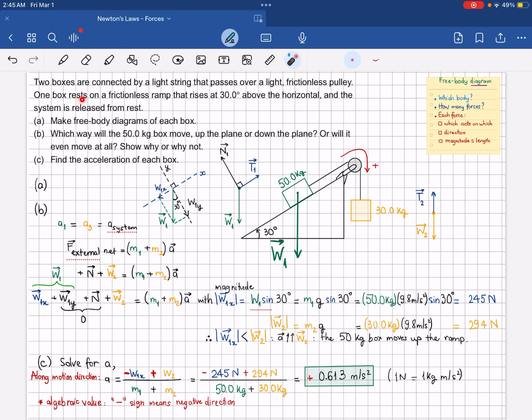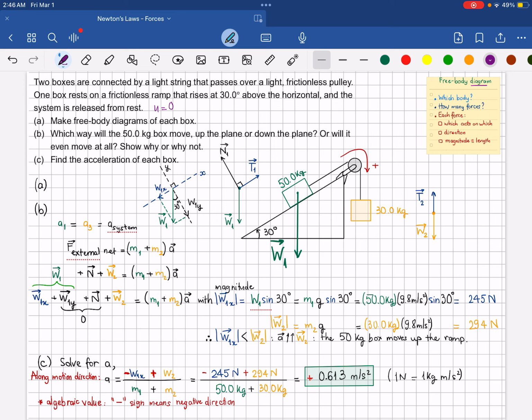One box rests on a frictionless ramp that rises at 30 degrees above the horizontal. So one box, this one, rests on a frictionless ramp, which means that there's no friction between this box and the ramp. And 30 degrees is this angle that it makes above the horizontal. And the system is released from rest. So this is the whole system. And they release from rest, which means that the initial velocity is 0.